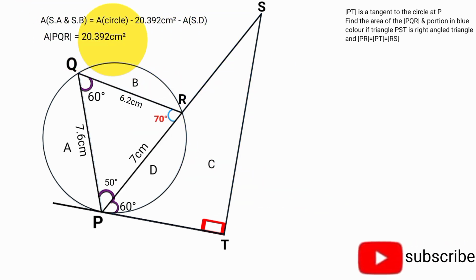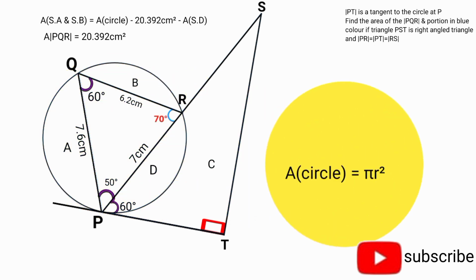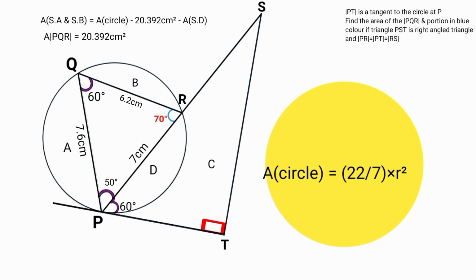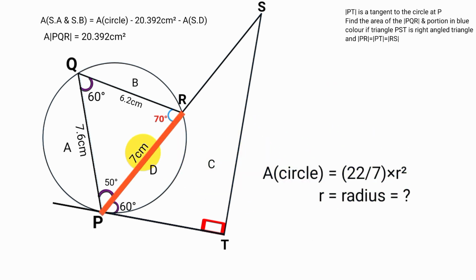Now coming back to the area of the circle, the formula for the area of a circle is pi r squared. Pi is a constant which is 22 over 7, but r, which is the radius, is unknown. So how can we find the radius of the circle? Since this line PR is a chord, and the formula for finding the length of a chord of a circle is 2r sine theta over 2, we can equate it to line PR.